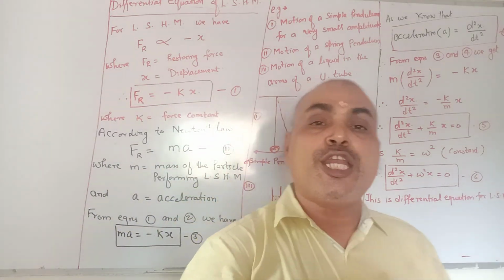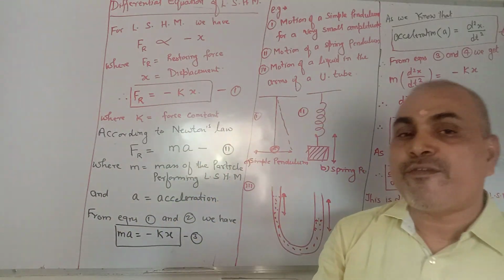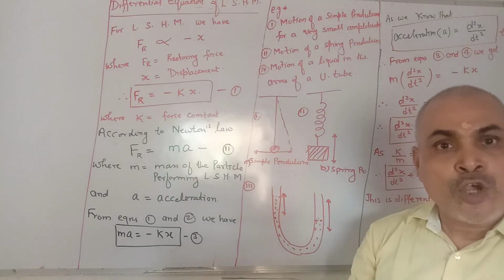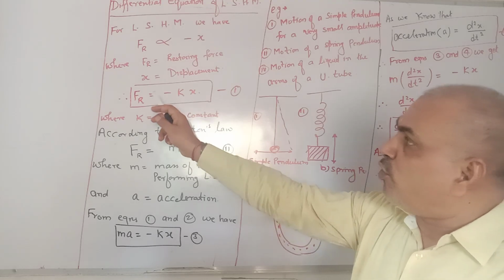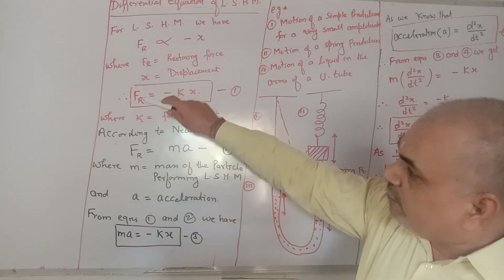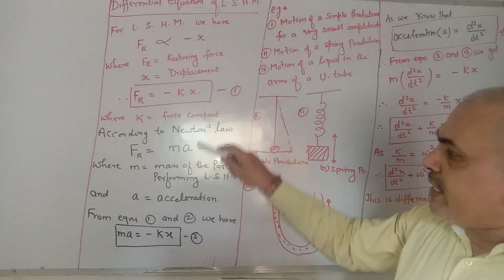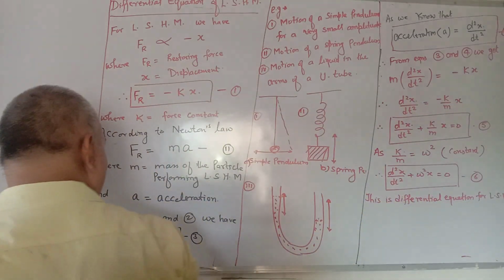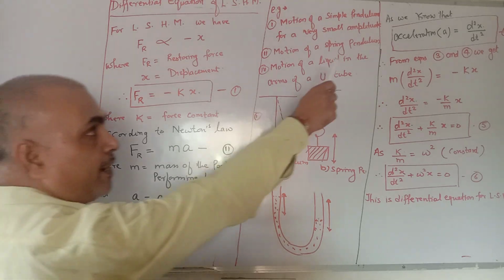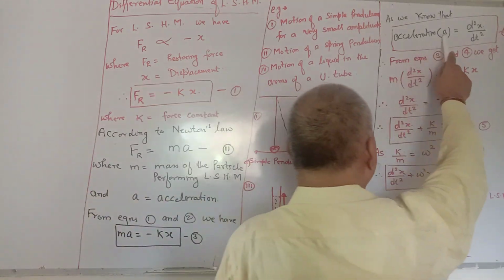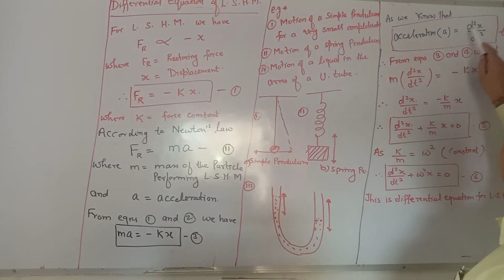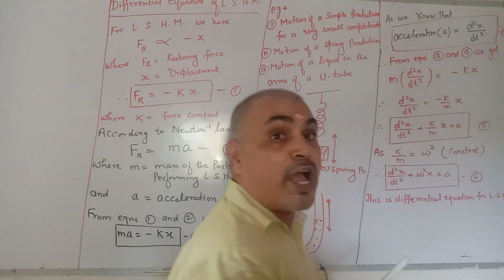But according to Newton's law of motion, force is mass into acceleration. So we have two equations for force, equation 1 and equation 2. The left hand sides of both equations are equal, so equating their right hand sides we get equation number 3. Now in this equation, acceleration is the second order derivative of the displacement, that is a is equal to d2x by dt square.